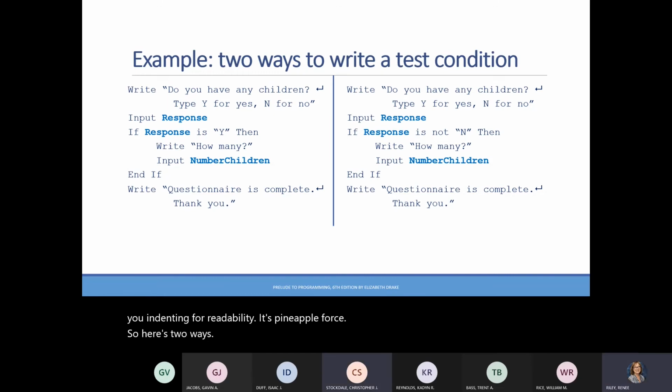In both situations, we're asking if there are any children. In this first example, we're checking to see if the response is equal to Y. If it is, we ask how many children and input that number. Now, the alternative is we could say if the response is not N, then ask how many. Think about that. How are these two code choices going to differ? What would happen if somebody typed a Q?